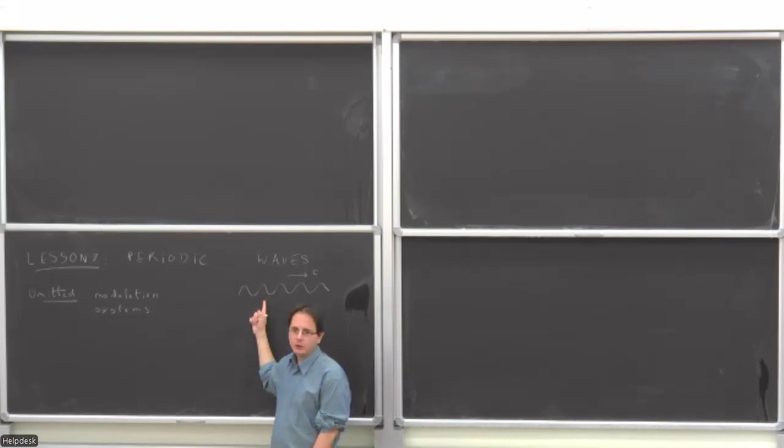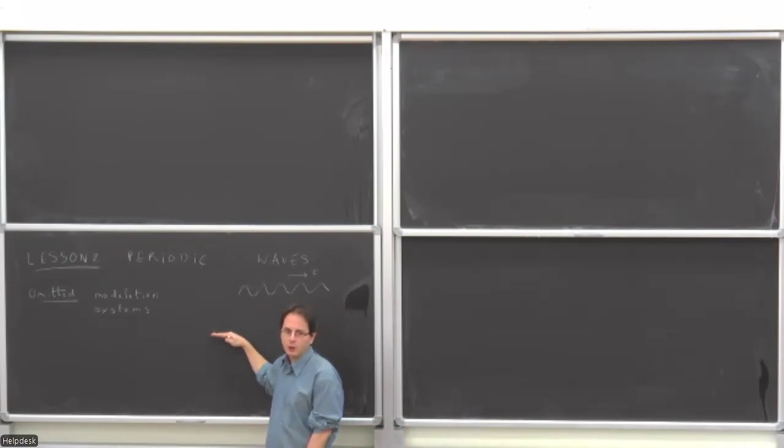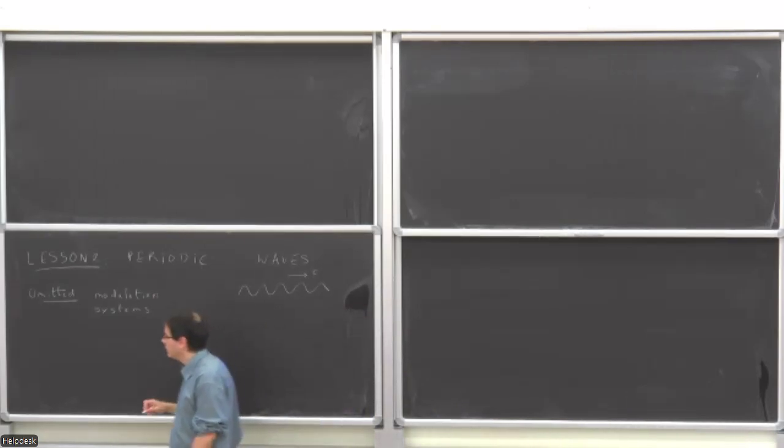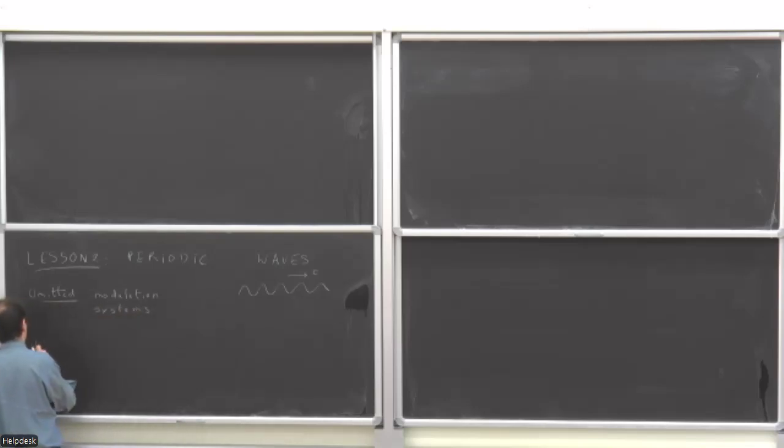But before going to periodic waves, it turns out that the analysis near a periodic object is very close to the analysis near a constant solution. So I will start by just reviewing how to do near constant stability.